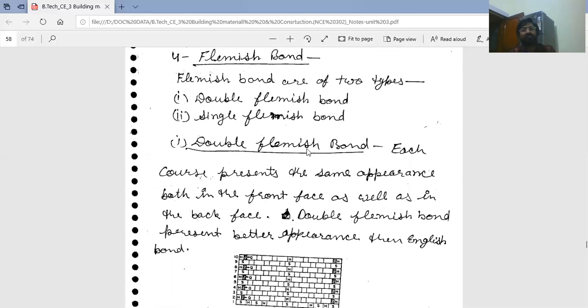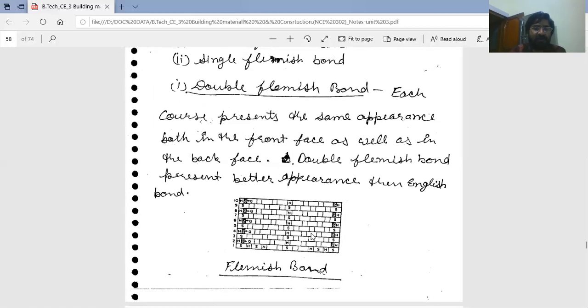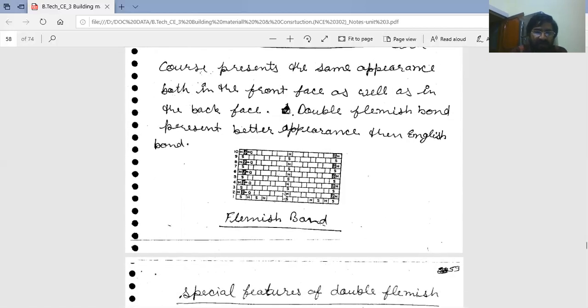Double Flemish bond means Flemish bond in the facing and Flemish bond in the back of the wall. Each course presents the same appearance both on the front face as well as on the back face. Double Flemish bond presents a better appearance than English bond. This is the Flemish bond.